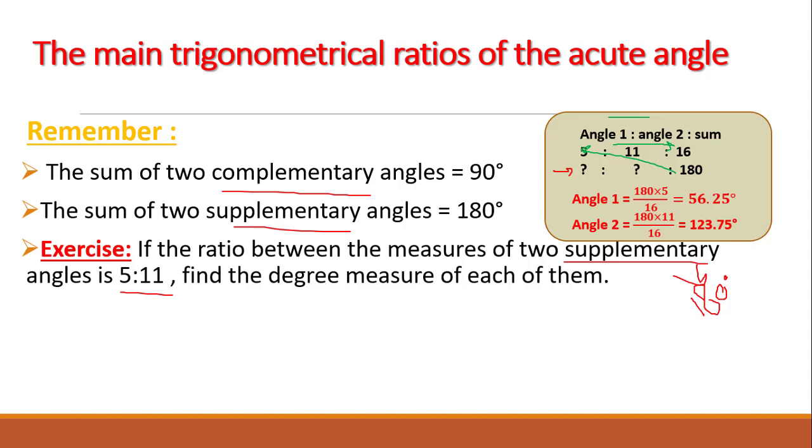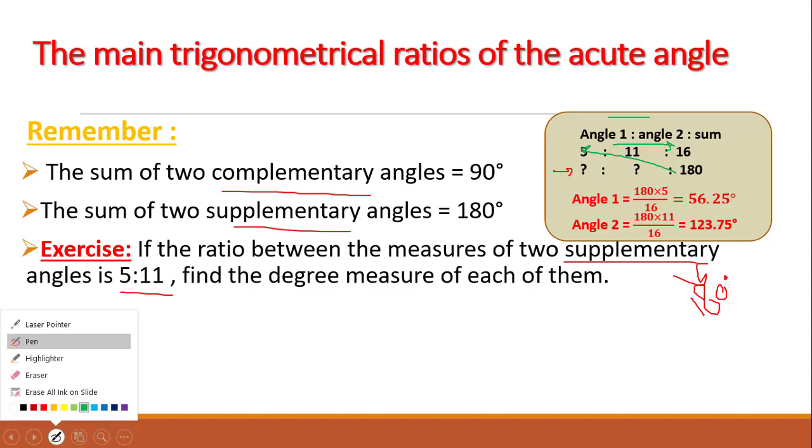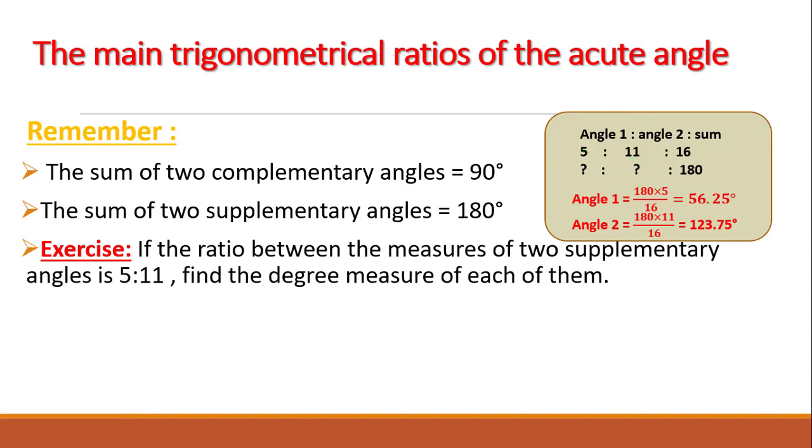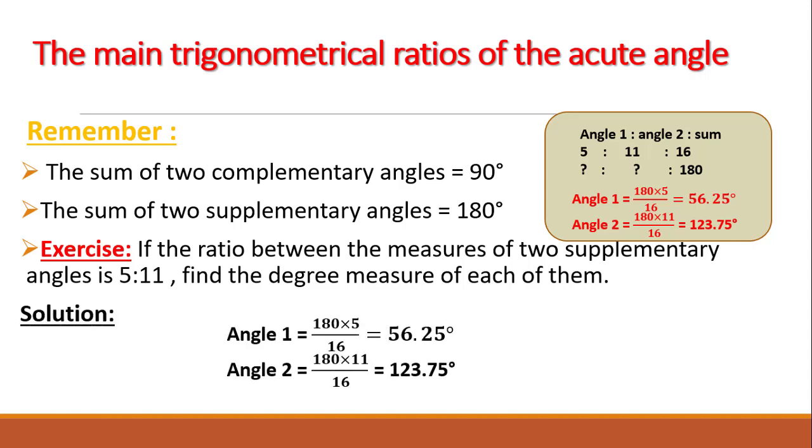It will be 180 times 5, then divide by 16. What about angle 2? In the same way, 180 times 11, then over 16. So the two angles are: the first one is 56.25 and the second is 123.75. What if you want to check your answer? You should add the two angles and the summation should be 180 because they are supplementary angles.